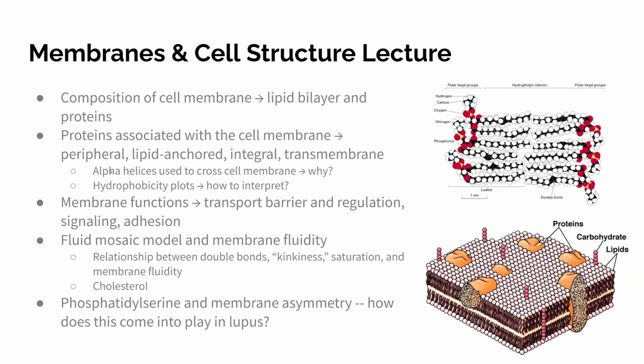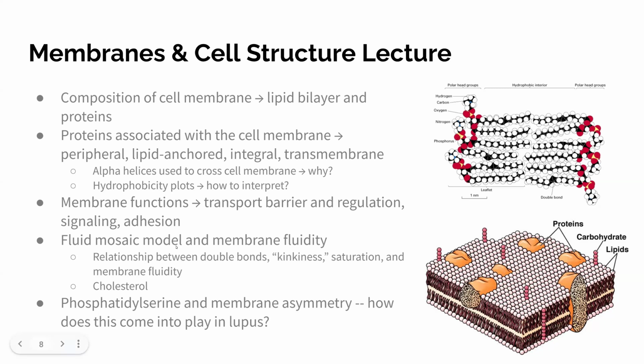And then know about, right, the alpha helices are the ones that are used to cross the cell membrane. Definitely know why that is. And then hydrophobicity, right? We talked about these. I think we have one here, right? Yeah, we'll go over that. The membrane functions, right? Transport barrier and also regulation, signaling, and adhesion.